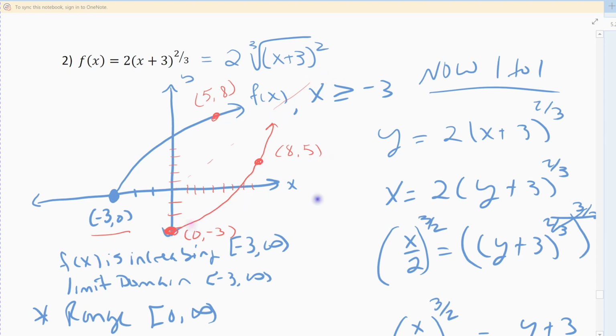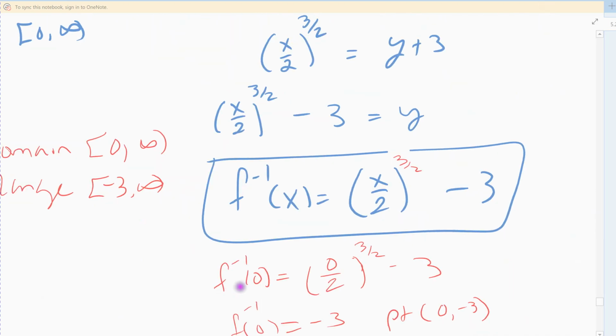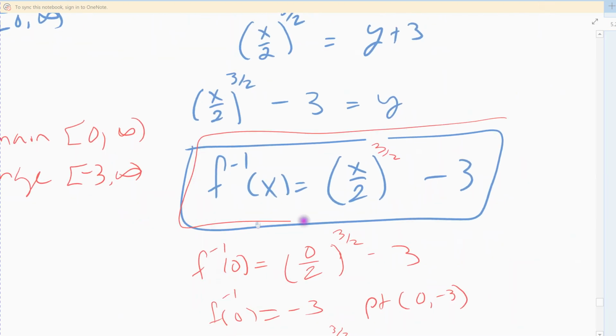The domain is 0 to infinity. The range is negative 3 to infinity. Each point on my line is flipped. The x and y values are flipped, and I checked that with 2 points. Right? It did flip when I went to graph it. And so that is my correct inverse. Alright, so we'll stop there. So that was practicing inverses with limited domains.